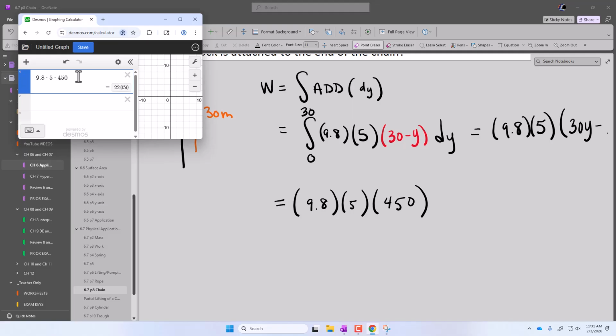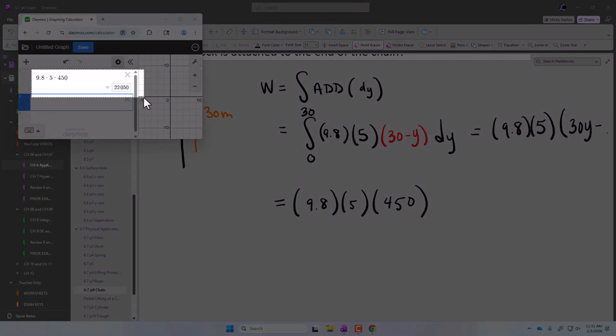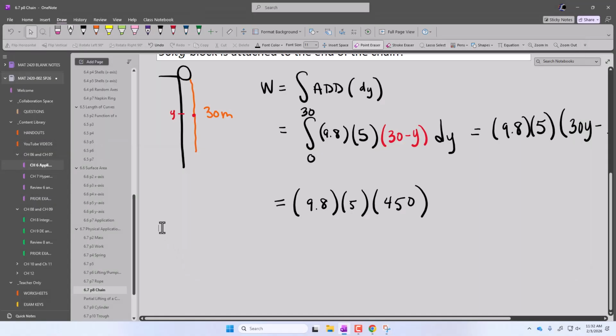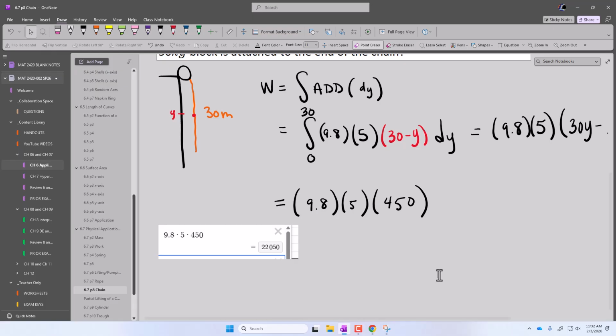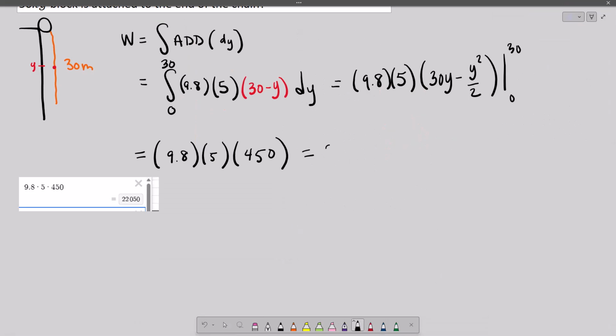Everyone see why it's 450? What's that? So that'll be our work, 22,050 joules. Now, I noticed it was kilograms per meter. Would that change the number that we would have to start with?